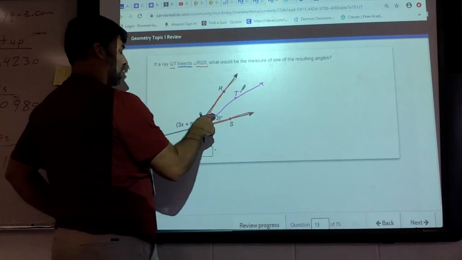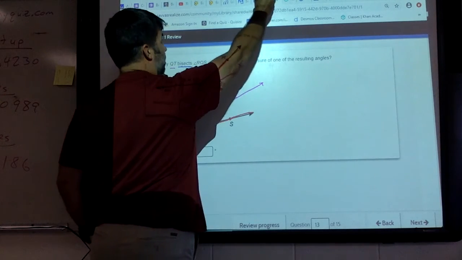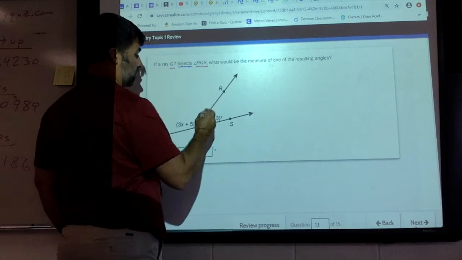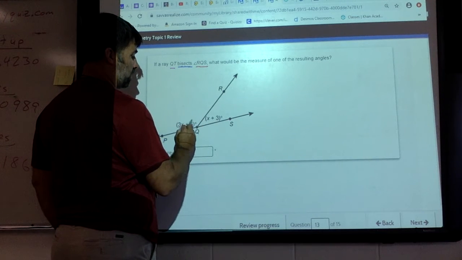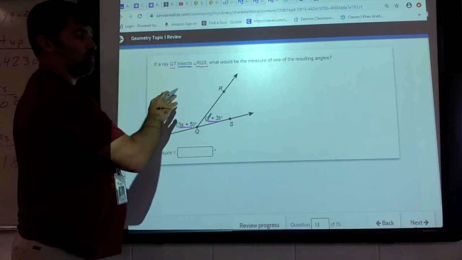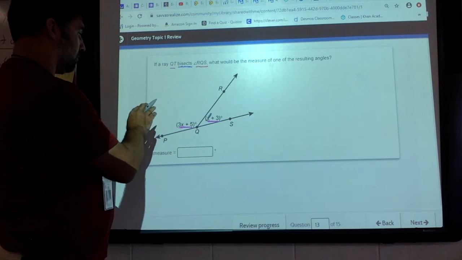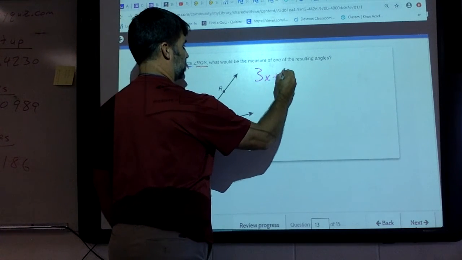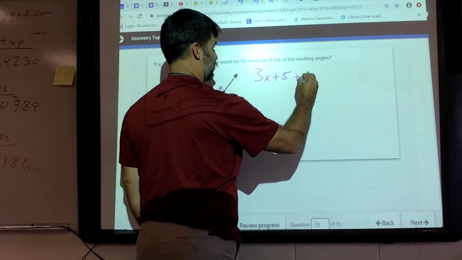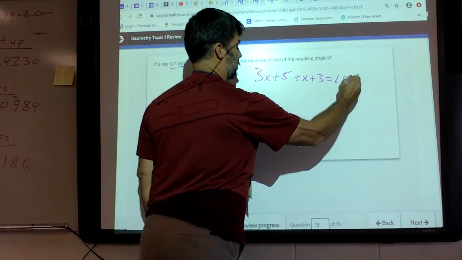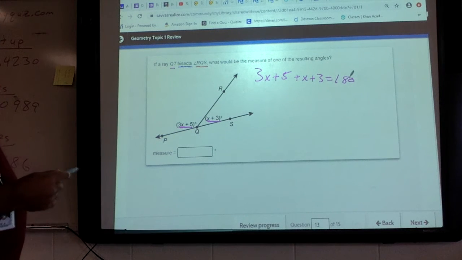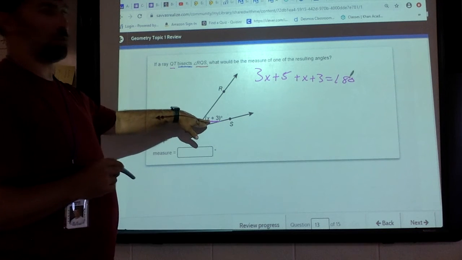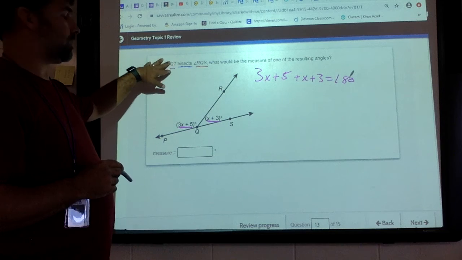So here's what I know. I'm going to erase that for now. I got linear pairs. I got 3x plus 5 and x plus 3. I wish it told you it was a line, but it is. It's a line. So what I know is I add those two, and that has to equal 180 because 180 is a line. Once I get that, I can plug that in for x. Once I get x, I can plug it in here. Then I can take half of that because that's a bisector.